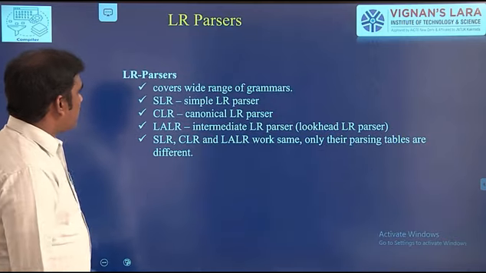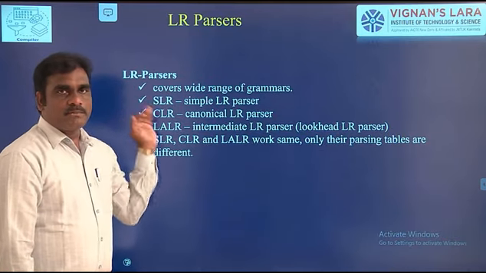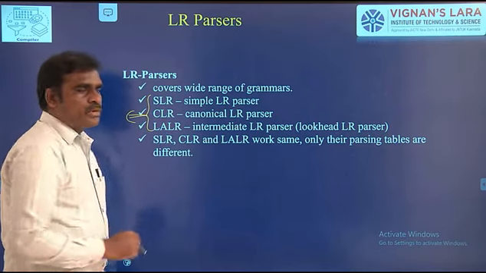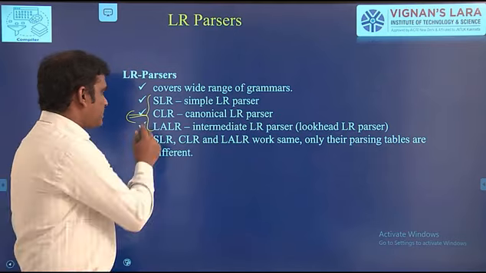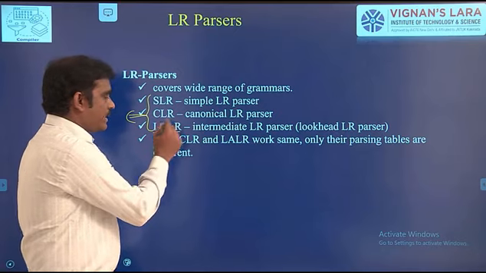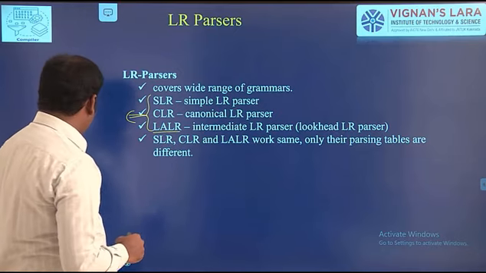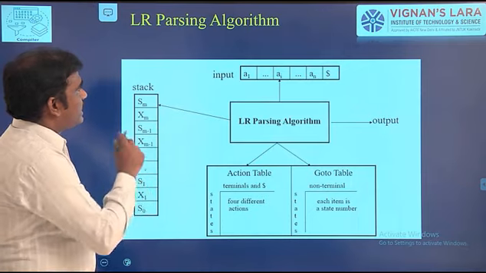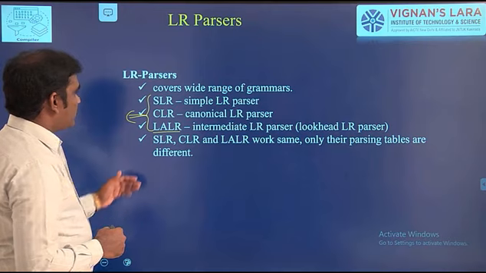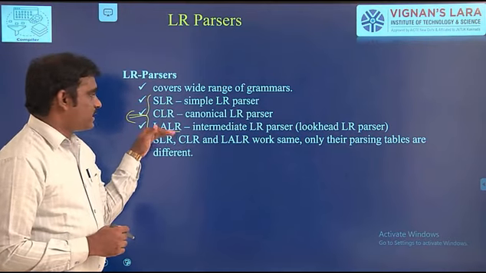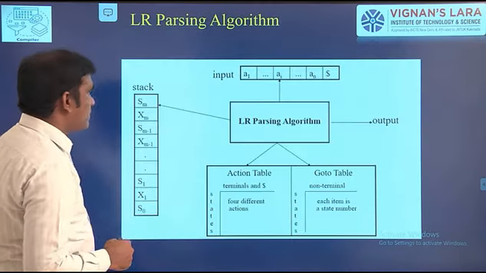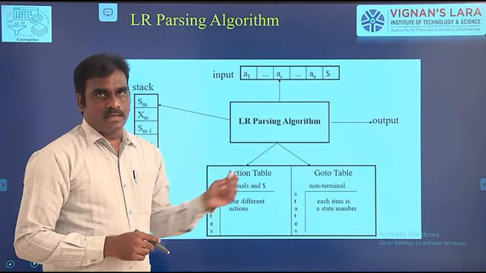And I have already mentioned that in LR parsers, generally we are concentrating on these three parsers: simple LR, canonical LR, and look ahead LR. And this is the LR parsing algorithm. So before going to construct the parsing tables of SLR, CLR, LALR, first of all, we will see what is meant by the LR parsing algorithm.